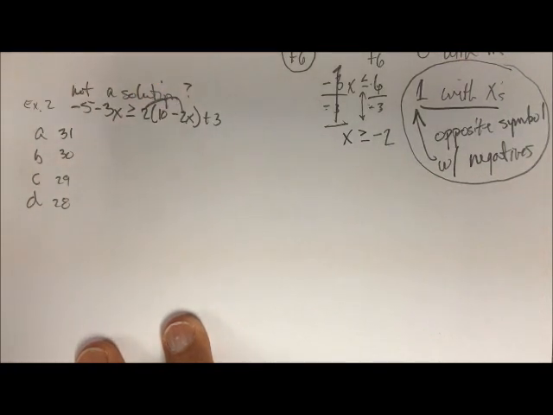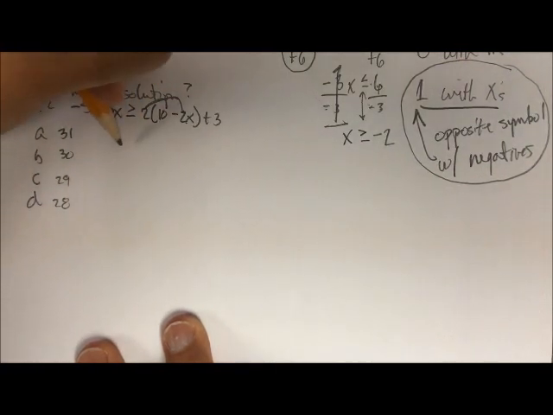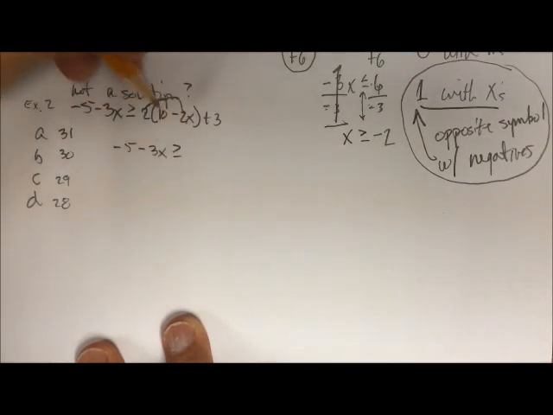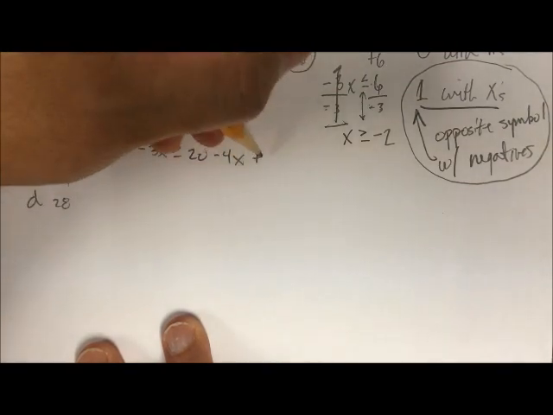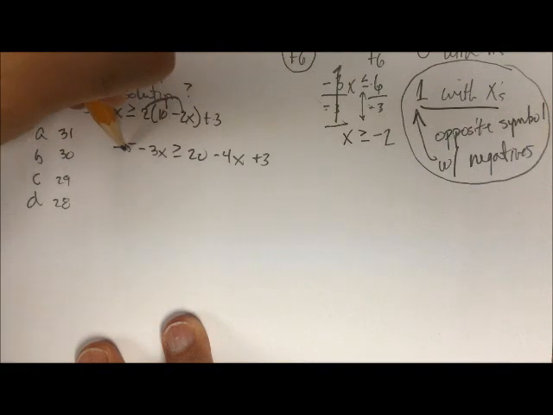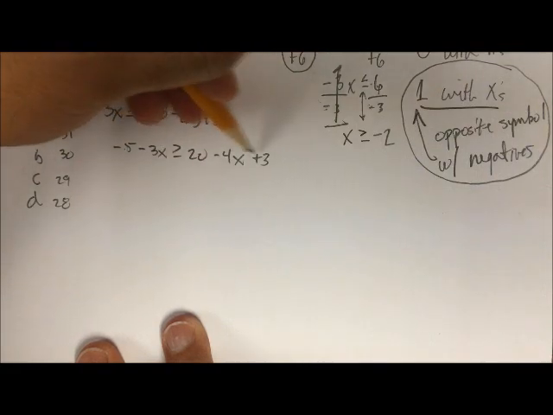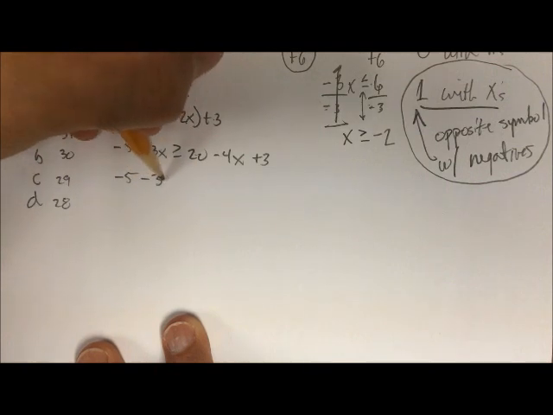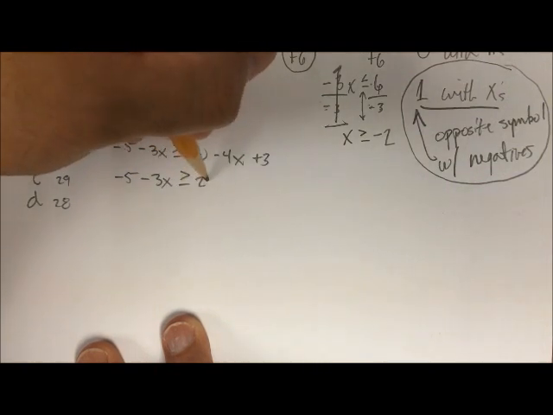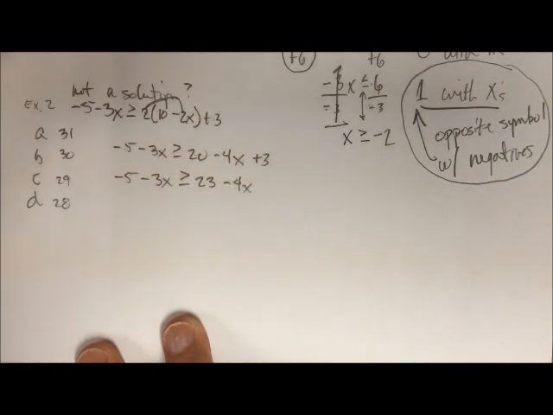First step is to distribute. I'm going to go a little faster now. So we've got negative 5 minus 3x less than or equal to 2 times 10 is 20. 2 times negative 2x is negative 4x. Drop down the 3. We need to collect like terms here. There's a 20 and a 3. So negative 5 minus 3x less than or equal to 23 minus 4x.